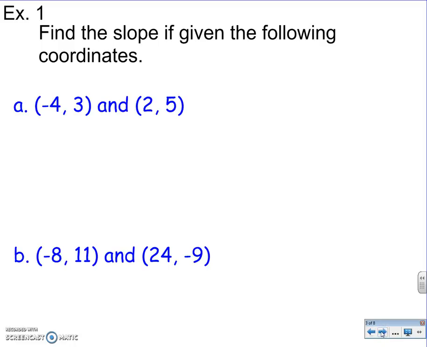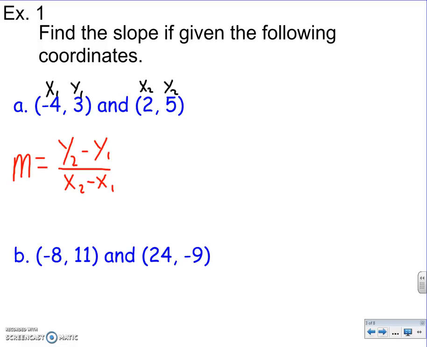So first, find the slope of the following coordinates. All you have to do is just use the formula. So m equals y2 minus y1 over x2 minus x1. I highly recommend labeling your points so you know what to put them as. So this is x1, y1, x2, y2. Make sure the 1's go together, the 2's go together, and then each one has an x comma y. Alright, so you just fill it in. My y2 is positive 5 minus my y1 is positive 3 over my x2 is positive 2 minus my x1 is negative 4.